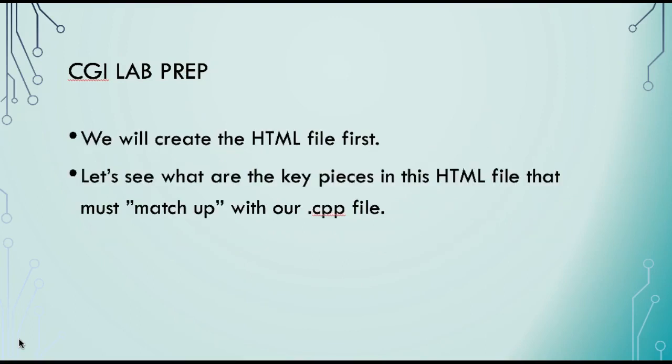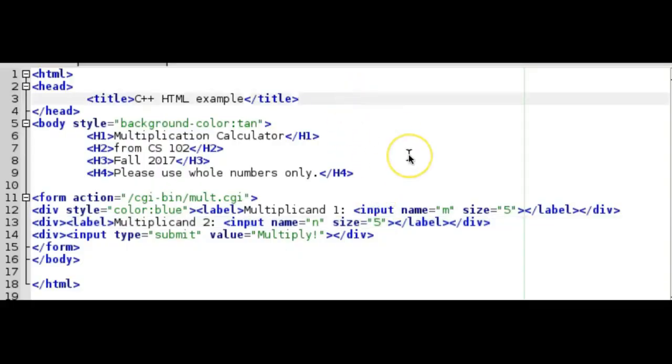So we will create the HTML file first, and as we go through it, I'll try to point out all the key pieces that you should try to match up with your CPP file, either to make sure it works or to make sure things are consistent so you don't get confused later. So your HTML file will look very much like this. Your file will start off with an HTML tag, and it will close with an HTML tag.